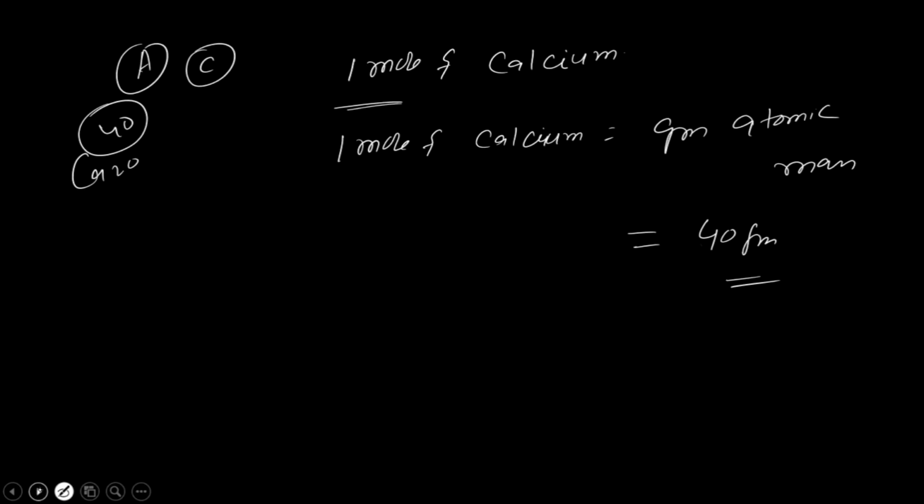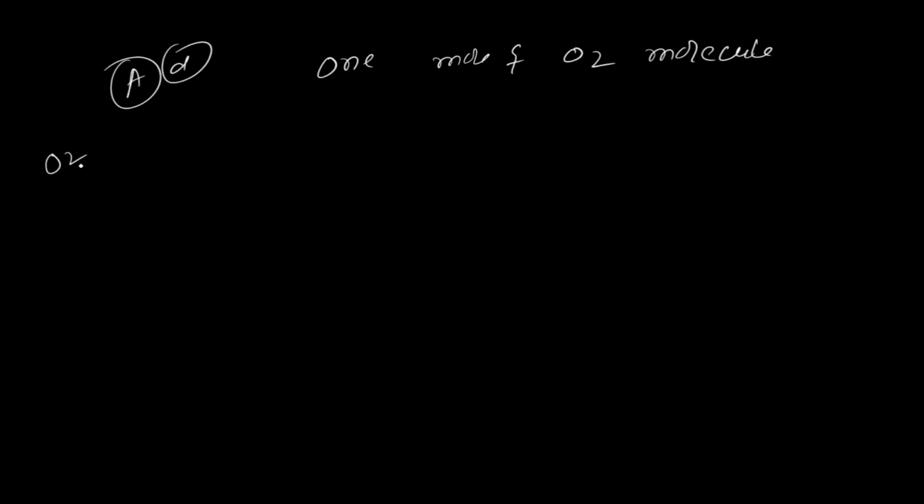Now the next part of the question. 1 mole of oxygen molecule. Here they have used the term molecule, not the atom. Oxygen has 2 atoms, and 1 has the atomic mass 16. So 1 mole of oxygen molecule is equal to gram molecular mass, and it comes 32 gram. So this is the direct answer.